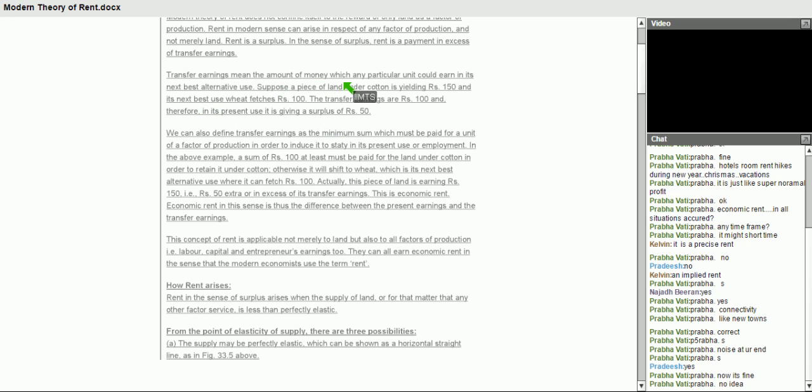The transfer earnings means the amount of money which any particular unit could earn in its next best alternative use. Suppose a piece of land under cotton is yielding 150 and its next best use is wheat which fetches 100. So transfer earnings are rupees 100 and therefore in its present use it is giving a surplus of 50. Presently we are using it for cotton, it's giving 150 and the next best is wheat. So the difference between the two, that is 50, is the surplus and transfer earnings is 100. When we transfer a piece of land to some other use, what are we going to get?